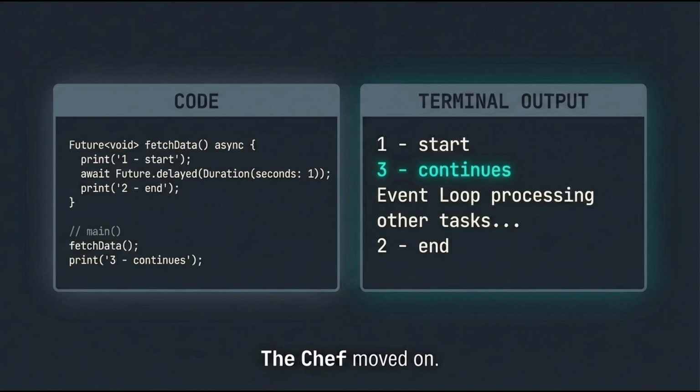Let's prove it. Here's fetch data. It prints 1, then awaits a 1-second delay, then prints 2. In main, we call fetch data without await, then print 3 continues. The output? 1, 3, then after 1 second, 2. 3 printed before 2. The chef moved on.